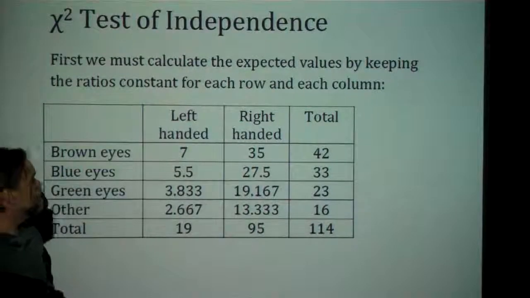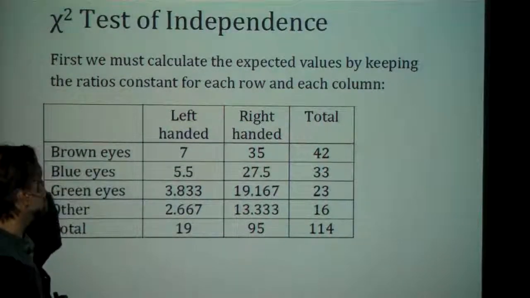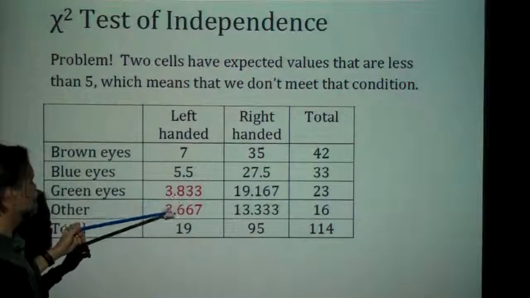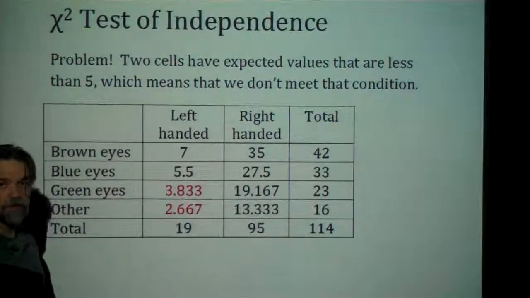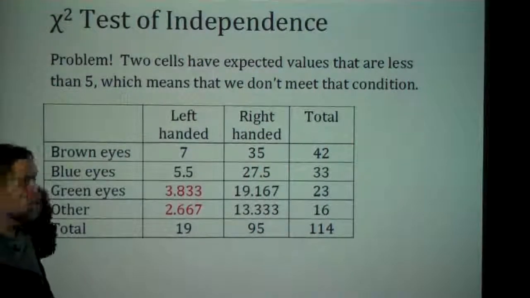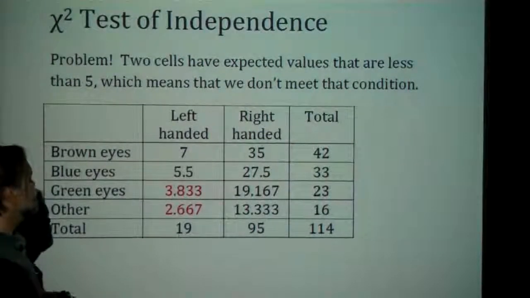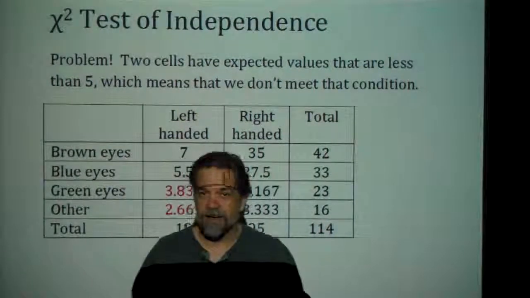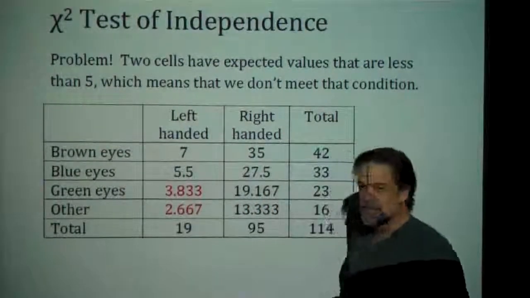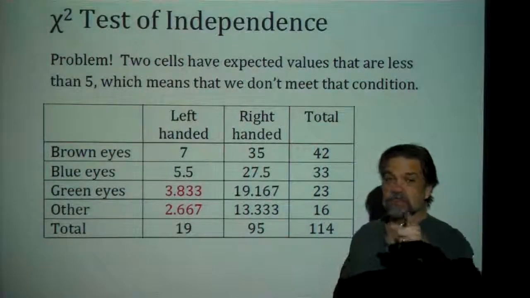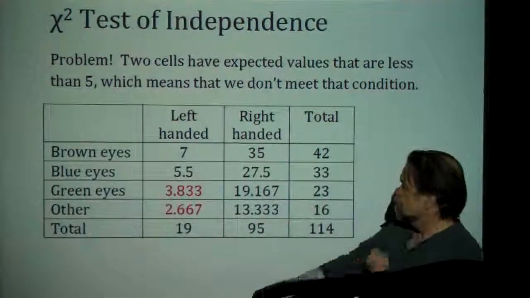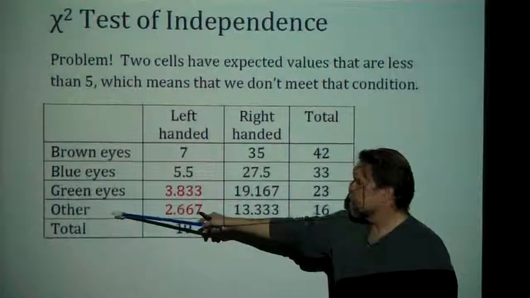So, we are ready to go with our test here, except, uh-oh, we've got problems. Those aren't greater than 5. Now some of y'all are probably chuckling with glee, saying, ha-ha, some of our values are less than 5, we don't have to do the test. Yes, you do. You do have to do the test. What do we do? Look, we've got this other category, right?